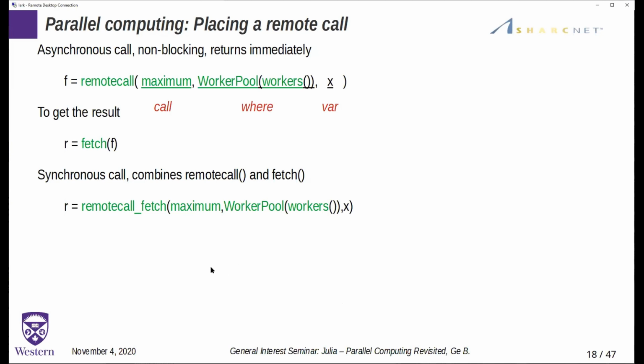Just briefly, a remote call and the other Julia functions that I can use. This is a synchronous call. With remote call, you specify what function you want to call, where, and the variable. This remote call will place a work order and return a future. And then to get the result back, you call fetch.